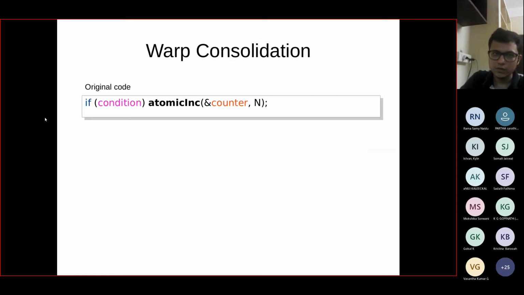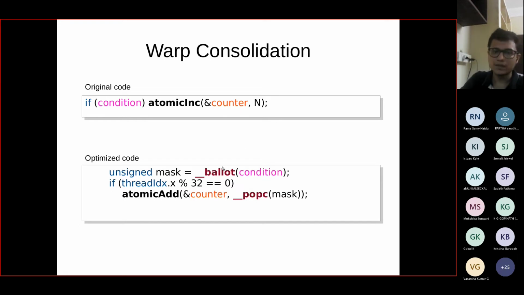This was the original code that we wanted to optimize. Now we want to optimize this using ballot and popc that we saw in the previous slide. How can we optimize it? Instead of doing this, we'll write this condition in ballot. What this will do is give us a mask of the threads that are satisfying this condition. So let's say 20 threads were satisfying that condition. Then in this mask, 20 bits will be set to 1 and the remaining 12 bits will be set to 0. So this mask will have 20 ones and 12 zeros.